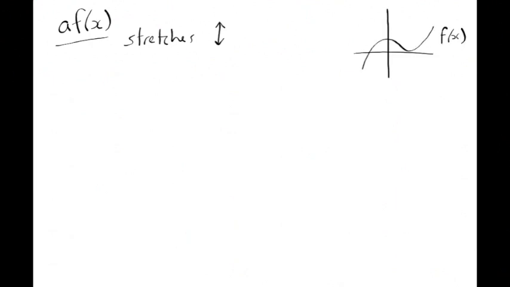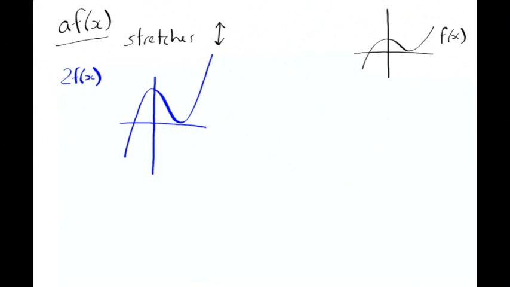If we have a f of x, and we're not messing with the x, we're messing with the y, we do what we think we should do. It's going to stretch it up and downwards. So our f of x function, if we look at 2 f of x, it's going to stretch it up and down by 2 from the x-axis. So the y-intercept will be twice as high now.